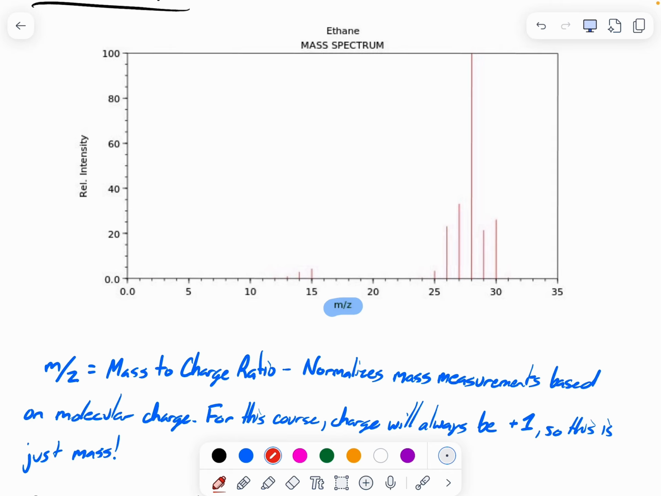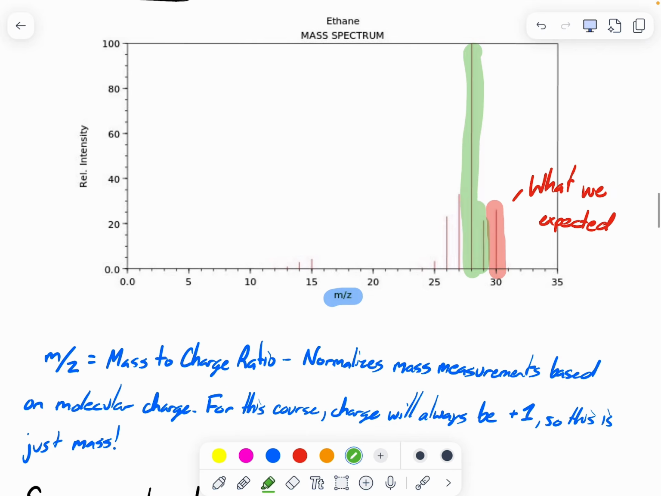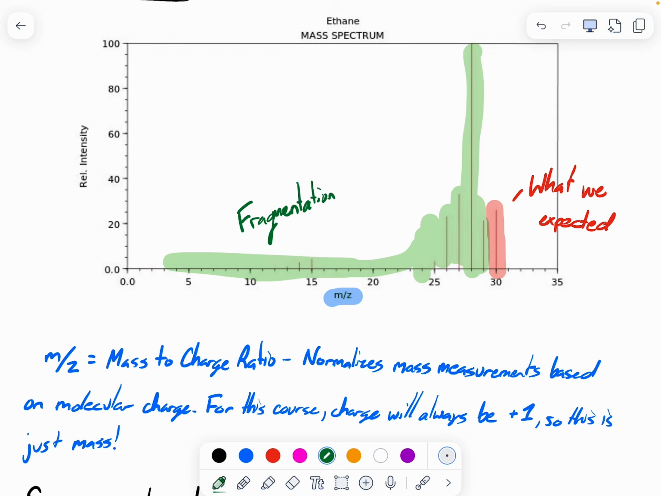And you'll notice that we do have what we expected showing on this mass spec. There we go, right at 30. Great. This is what we expected. However, we also have all this stuff that we may not have expected. Because everything that falls below all of these peaks and all this other stuff down here, this is called fragmentation. And so fragmentation is realistically what we're talking about next lecture.